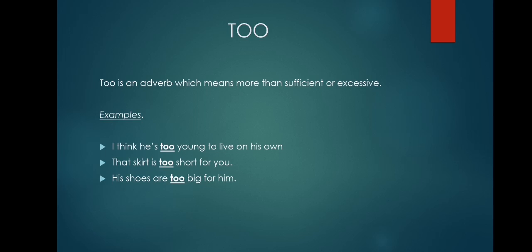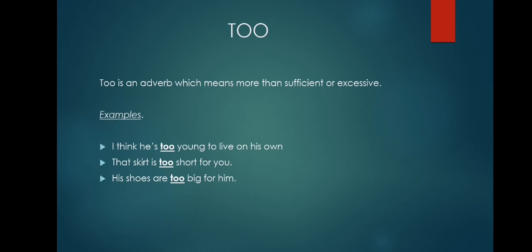This English grammar lesson also covers where to place adjectives with too and enough, and the correct verb form to follow each. Can you write it on? Are you ready? Okay. Too. Too is an adverb, which means more than sufficient or excessive. Let's go into the examples to have a better idea what I'm talking about.